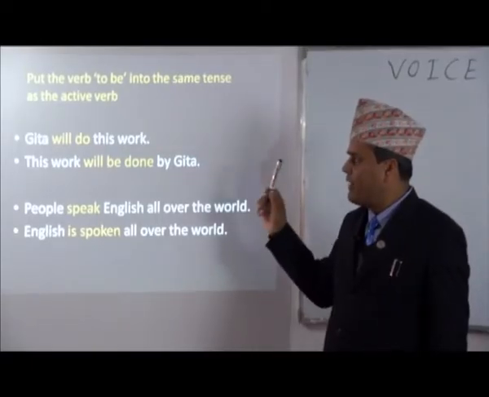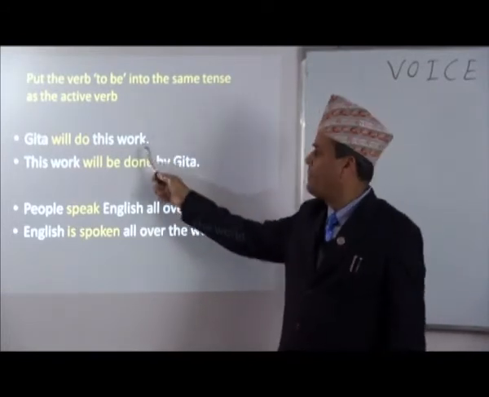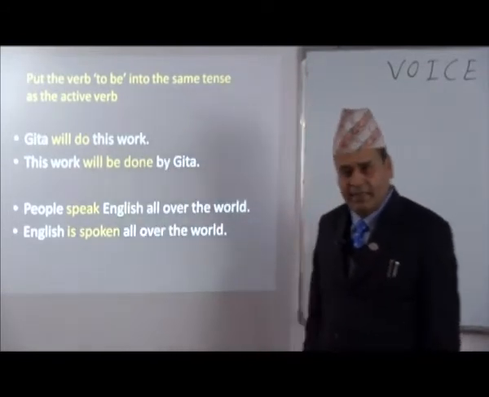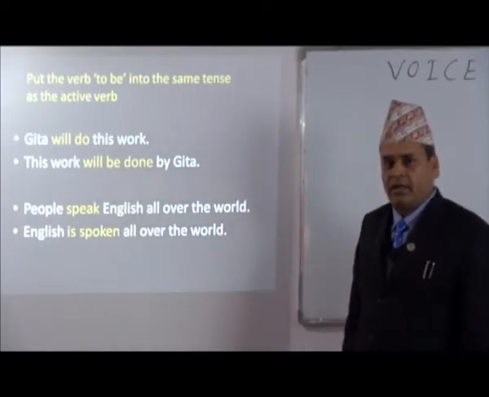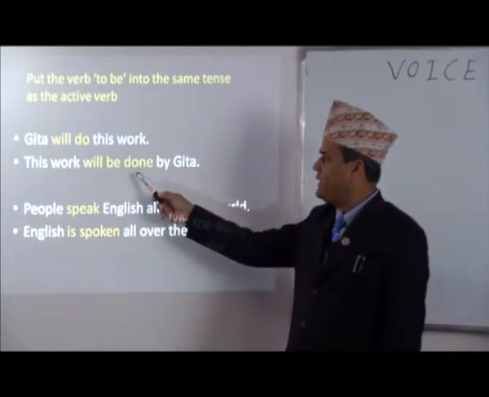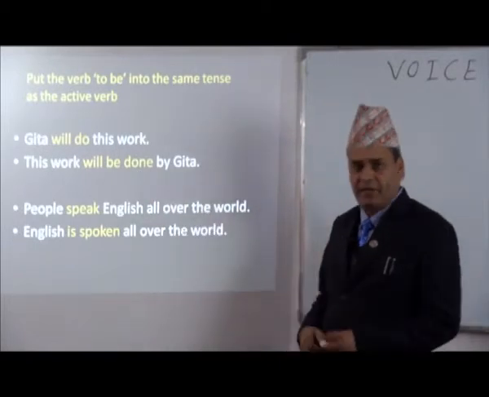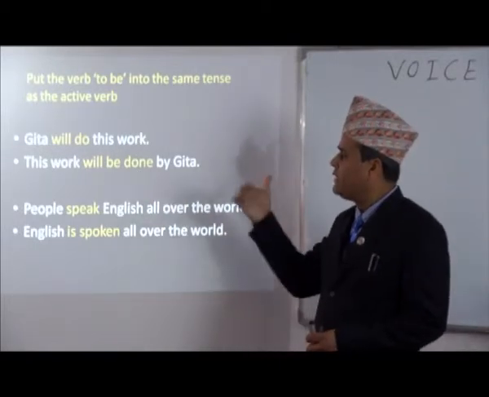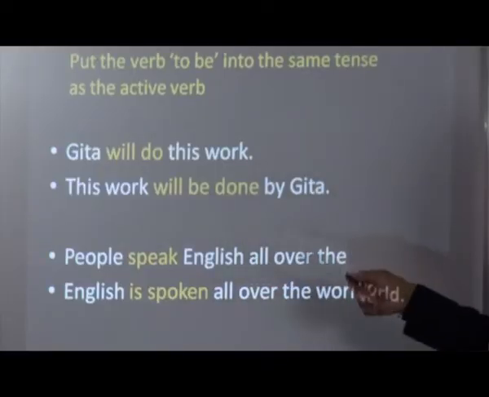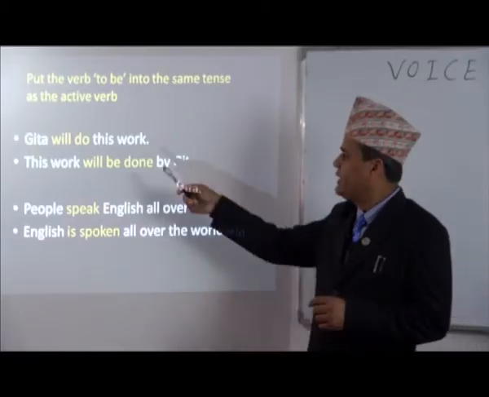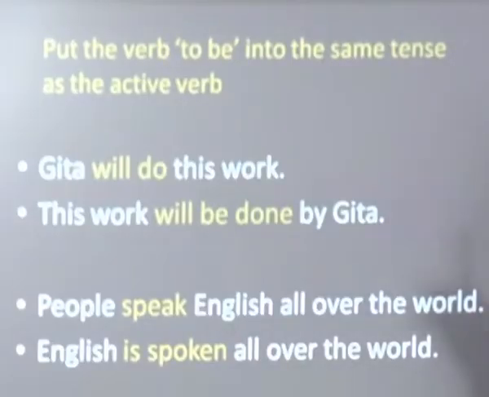In this case, what we find is that obviously the object goes to the beginning of the sentence and it becomes the subject here. And the verb, let's see the verb here, to be has been added. That is, will be done. Done is past participle form. Similarly, Gita comes back.